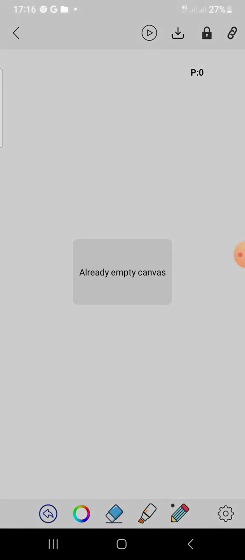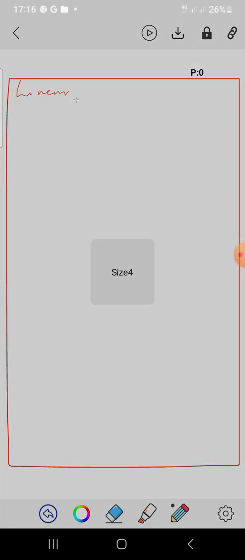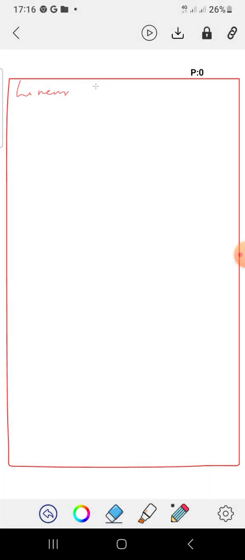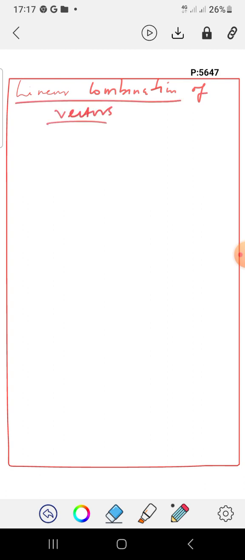Okay, I'm clearing this canvas. Now we want to start the math, the algebra of vectors. So here we go, and we call it the linear combination of vectors. The linear combination of vectors.